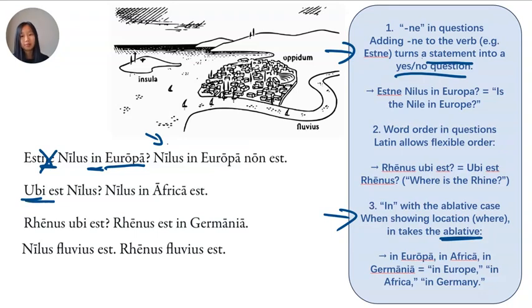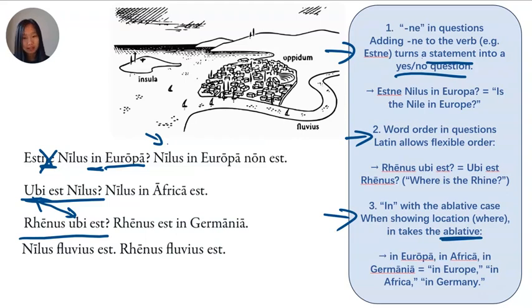Now, as you can see, these two sentence orders are kind of different. And that leads me to my next point, right? So the word order in Latin is very flexible, right? You can see here. So for example, Rhenus ubi est equals, so it's exactly the same as ubi est Rhenus. So it's exactly the same. So if you see ubi or some other word in a totally different position than where you're used to, don't worry about it. This means the same thing, okay? Don't worry about it.